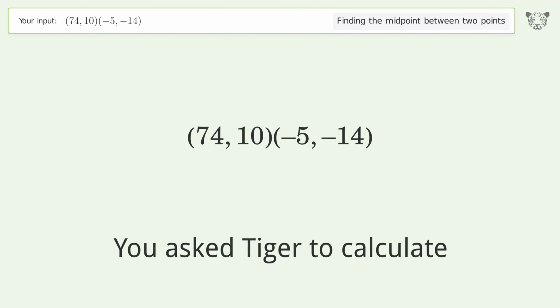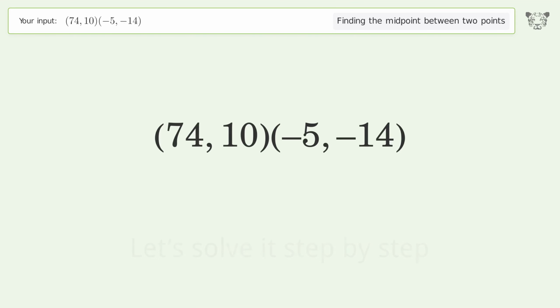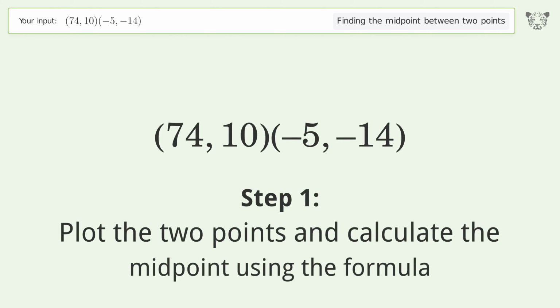You ask Tiger to calculate. This deals with finding the midpoint between 2 points. The midpoint between the 2 points is 34.5, -2. Let's solve it step by step. Plot the 2 points and calculate the midpoint using the formula.